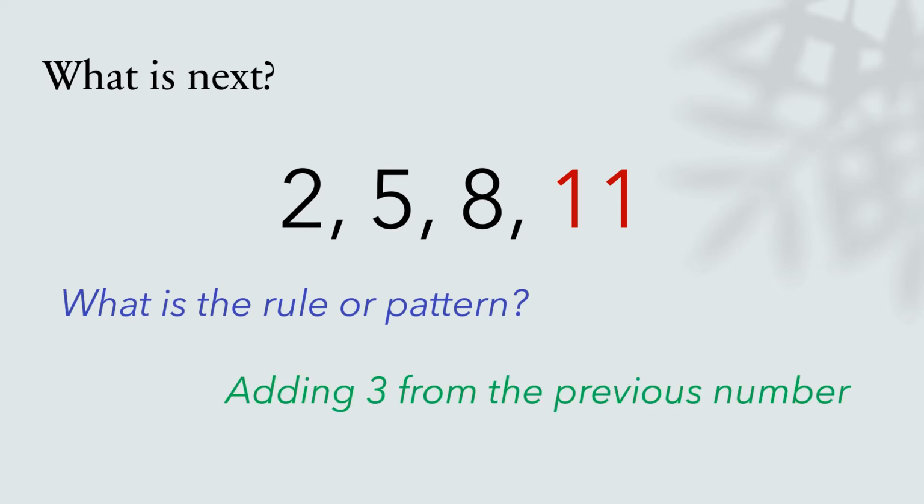So as you could observe, they're adding 3 from the previous term. So you add 2 plus 3, that would be 5. 5 plus 3, that would be 8. And 8 plus 3, that would be 11. Okay?